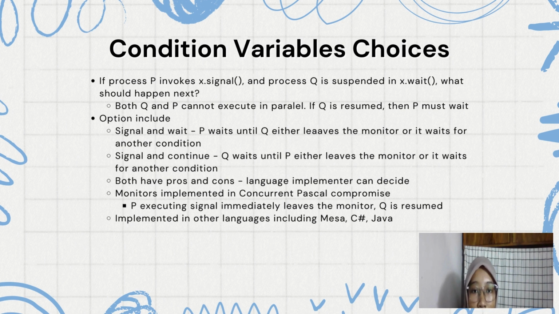The second one is signal and continue: Q waits until P either leaves the monitor or waits for another condition. Both have pros and cons. The language implementer can decide. The monitor implemented in Concurrent Pascal is a compromise: P executing signal immediately leaves the monitor and Q is resumed. This is implemented in other languages including Mesa, C Sharp, and Java.